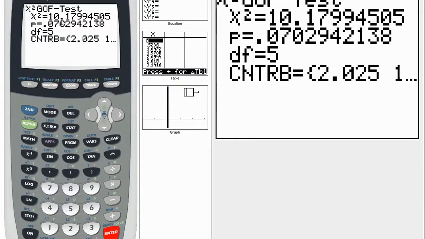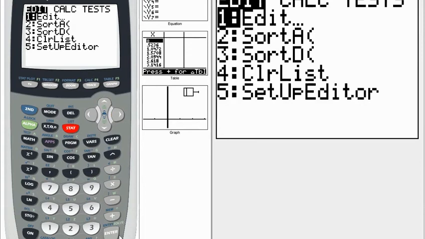It gives you the chi-squared sum, which confirms that it was 10.1799. It gives you your p-value and the degrees of freedom. The calculator also calculates the chi-squared contributions. So that's very useful. Let's use that to do this example right now.